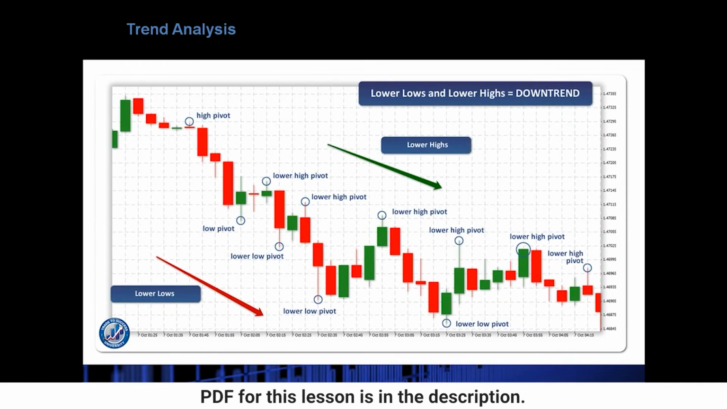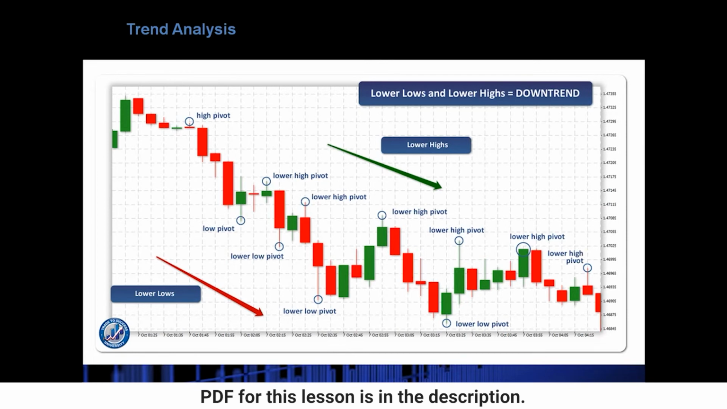A downtrend should generally have lower highs and lower lows. So if we look at these highs, as we go forward in the chart, they're getting lower. And if we look at the lows as we go forward in the chart, they're also getting lower. Lower highs and lower lows equals a downtrend. And so here we're looking for short positions.